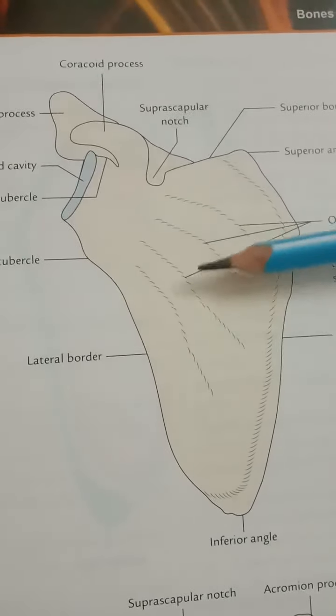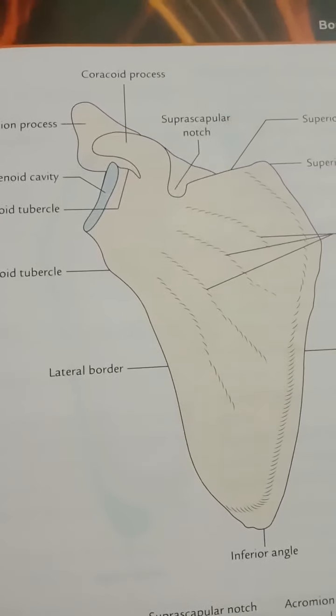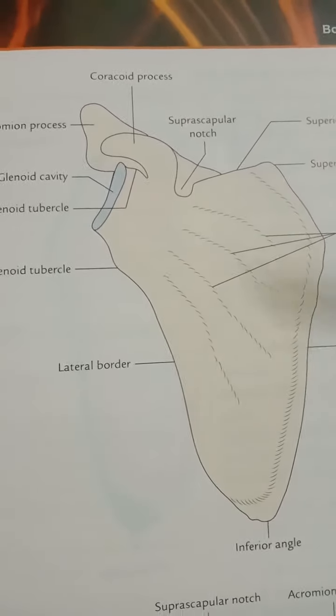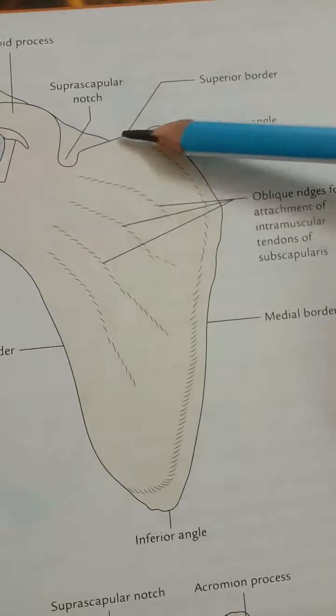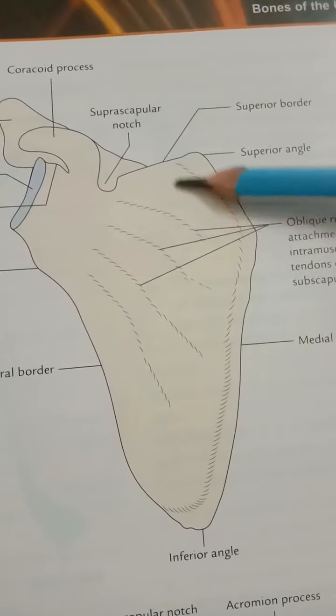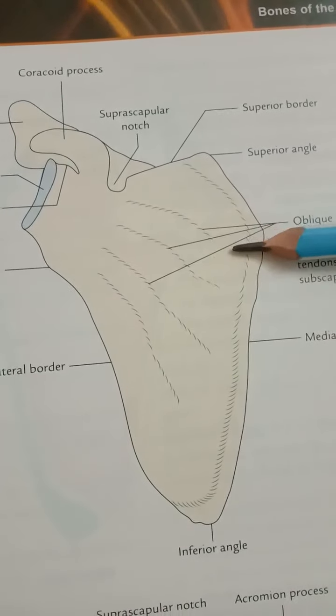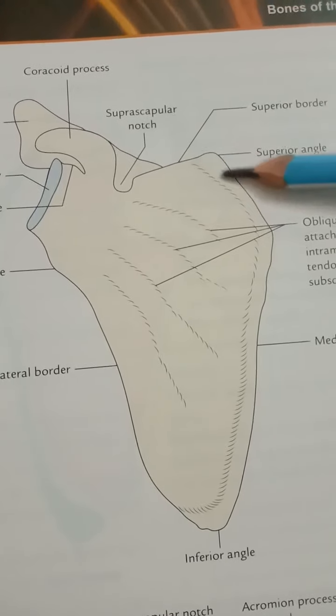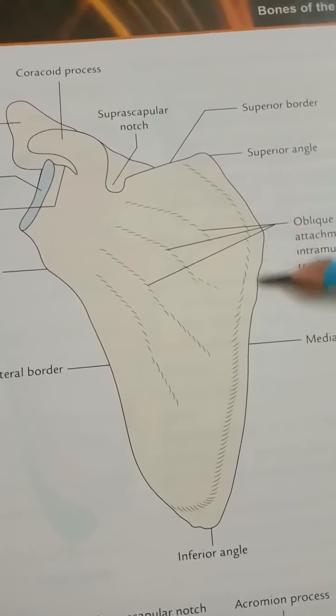So the scapula has three angles. First, that is the superior angle. Here you can see that is the superior angle, this one. The superior angle is covered by the trapezius muscle. So here.